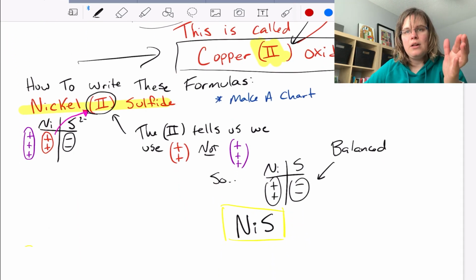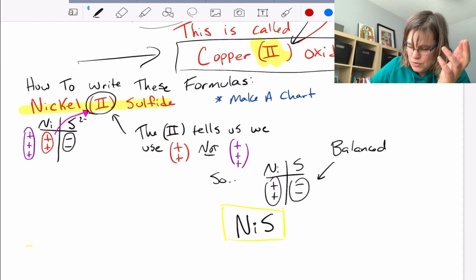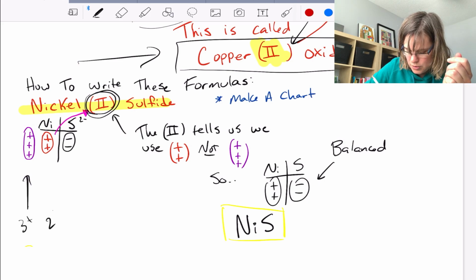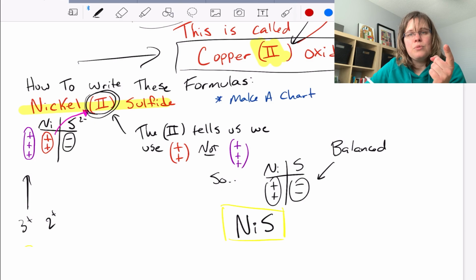All right, so nickel, it says that it's using 2. But nickel has 2 forms. It has a 3 plus and a 2 plus, but it tells you which one you need to use. When this says nickel 2, it means that we don't need nickel 3. We just are using nickel 2.